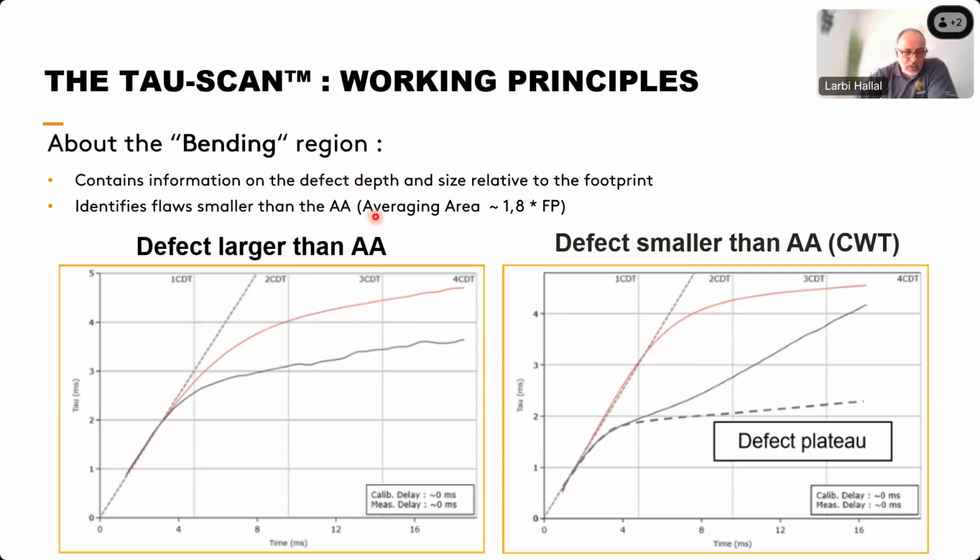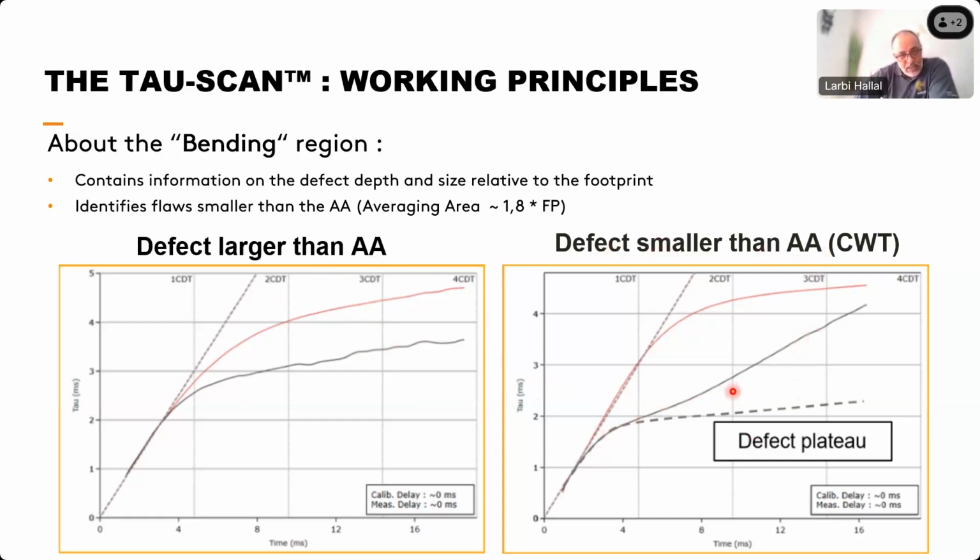I didn't talk before about the averaging area, but this is something we also covered during the training. An averaging area we consider is almost 2 times the footprint. So if a defect is larger than the averaging area, it means it will obviously be larger than the footprint, and then we will consider a good sizing accuracy of plus minus 10%, for example. On the right side, it's an example of a defect that is smaller than the averaging area.